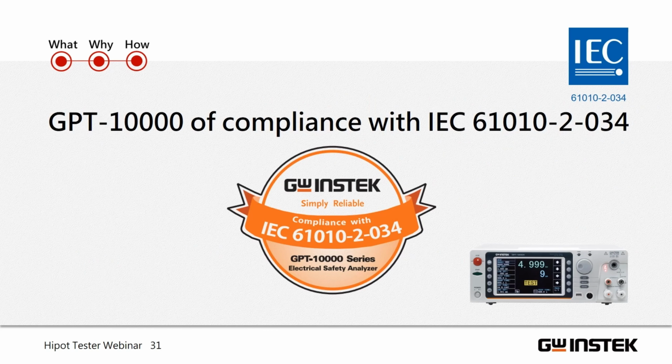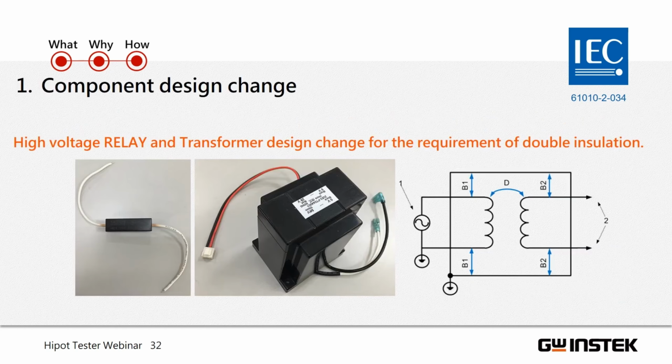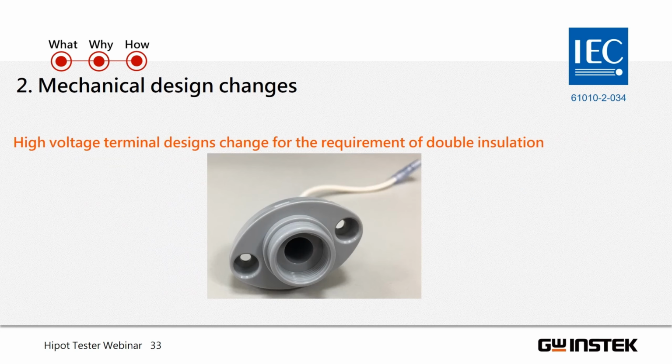Next, let's introduce how the GPT 10000 series complies with the IEC standard. First is component design change. For the high voltage relay and transformer, we changed the design to meet the requirement of double insulation. Second is mechanical design changes. This photo shows the connection part of the high voltage output probe. We changed to the new design to meet the double insulation requirement.